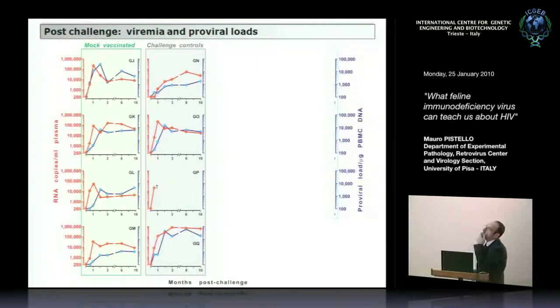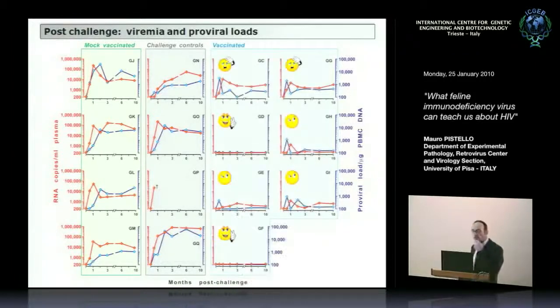So this is the outcome of challenge. The red line indicates the viremia, and the blue indicates the proviral load. These are the mock vaccinees, and these are 4 age-matched challenge controls. They were naive animals, never treated. The challenge readily infected all animals. One animal died 3 weeks later of renal failure. We don't know if it was related to the HIV infection, but unfortunately, we lost this animal. The challenge also infected all the mock vaccinees. So 8 of 8 controls were infected.